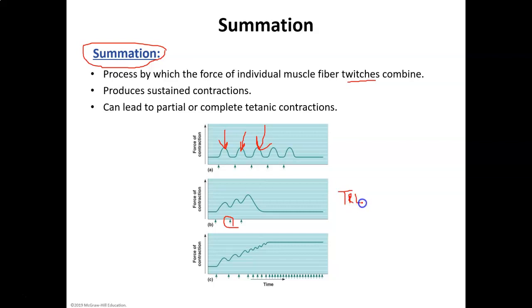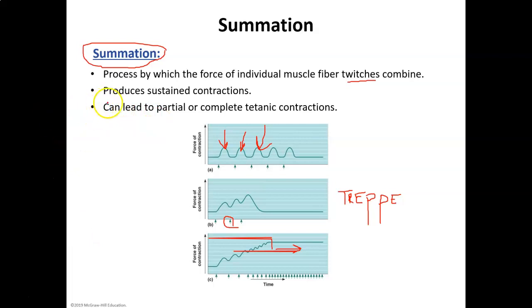Treppe. Oh boy, this is awful to draw words with. Wow, that is a weird looking P. Anyway, treppe. Treppe is German for stairs. Right, it looks like stairs. Stair, step, stair, step, stair, step. You keep combining twitches until you get a sustained contraction. From this point on, you get a sustained contraction. Okay? So now let's go to the next slide.